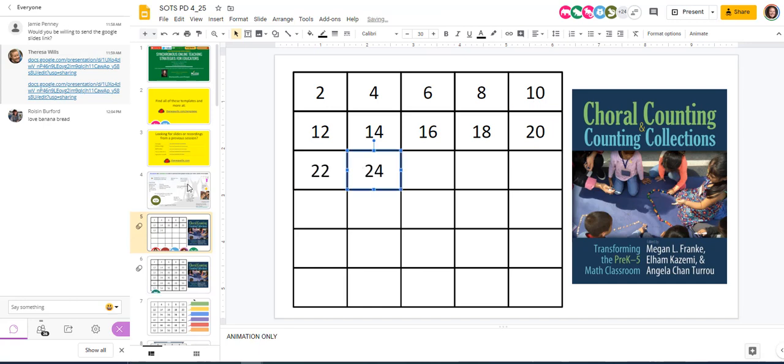22, 24, 26, 28, 30, 32, 34, 36, 38, 40. Pause for a minute. Think about what numbers will come next. 42, 44, 46, 48.